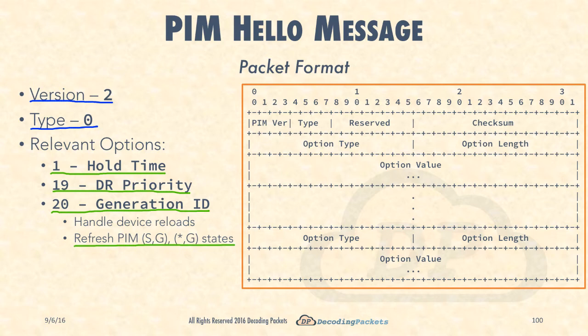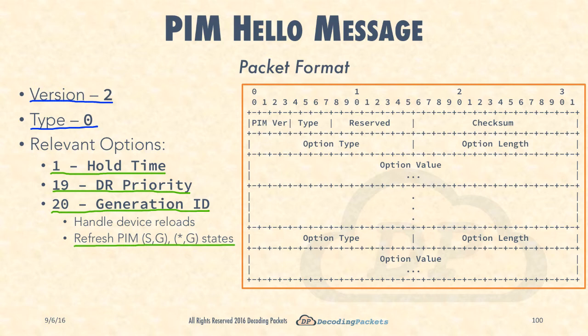So all of the S,G or the star,G states that have the RPF interface that faces that neighbor will all be refreshed. So those states would go out in PIM messages back to the neighbor. So you're back feeding the neighbor with that information to basically bring their PIM database back up to date.